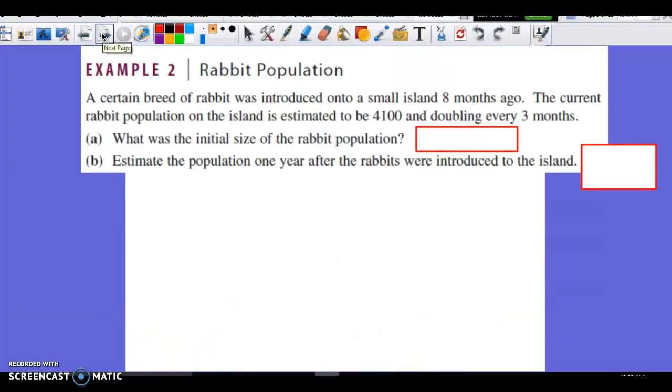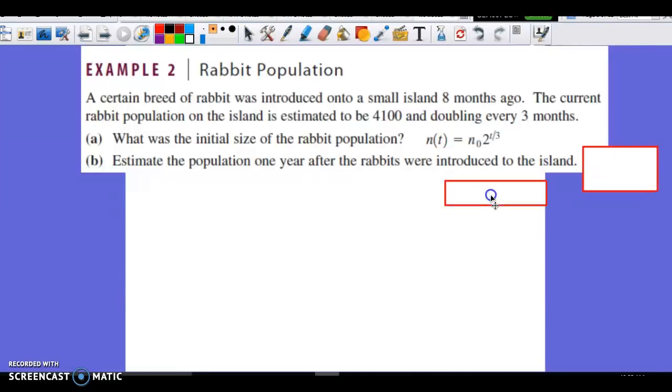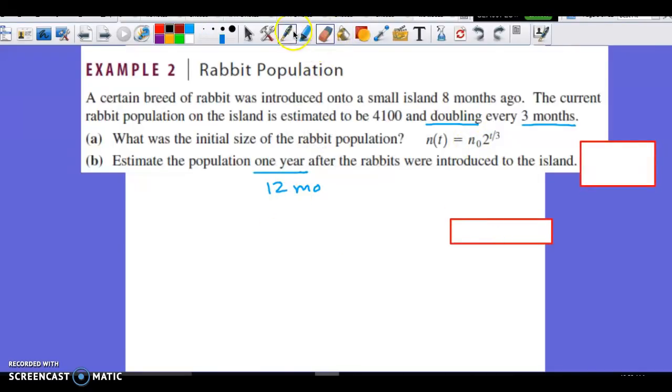Hey, here's another example, population. So take a second, read through the problem, try to set up an equation for this. Okay, so looking at starting with the initial amount. Okay, so we look at what we have for our initial amount, and then we want to know 1 year, which is 12 months, how many were introduced to the island.